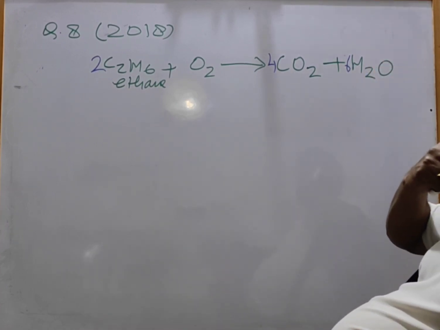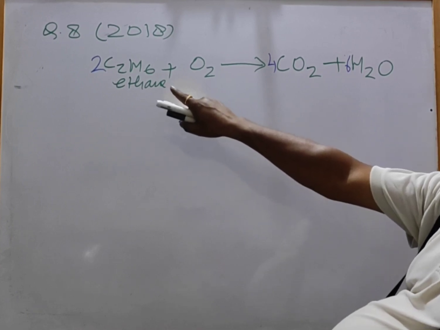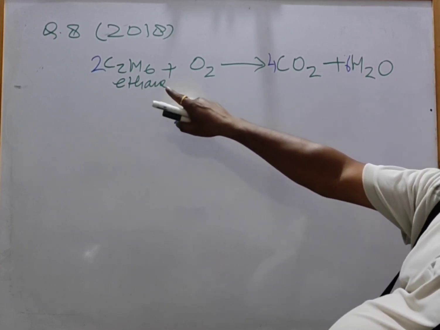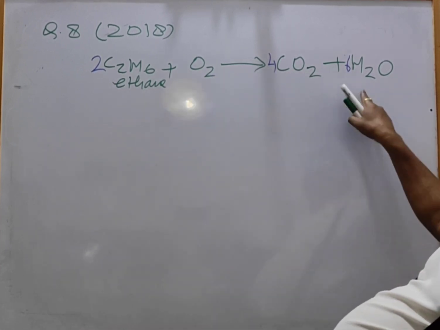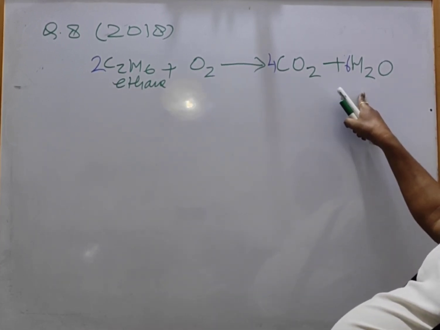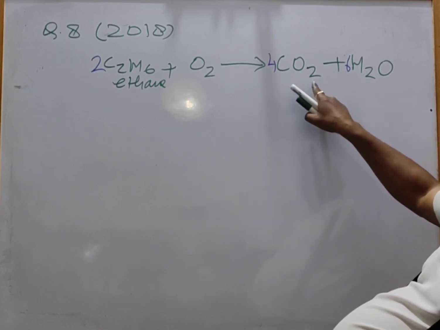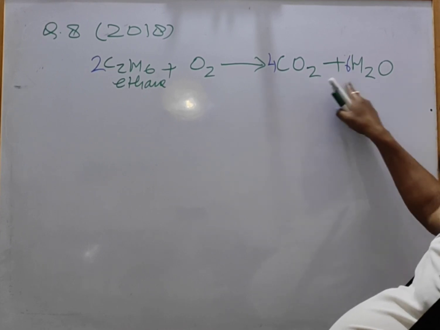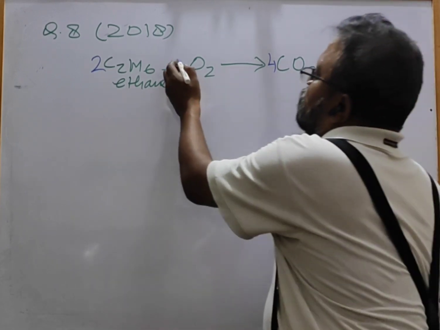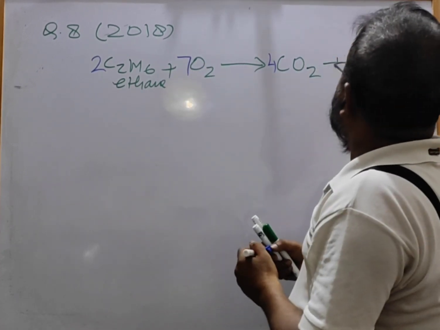So now, where is my white? Carbon is 4. Hydrogen is 12. Oxygen is 4. So 4 plus 2 becomes 8 and 6, 14. So we took 7 here. Right?